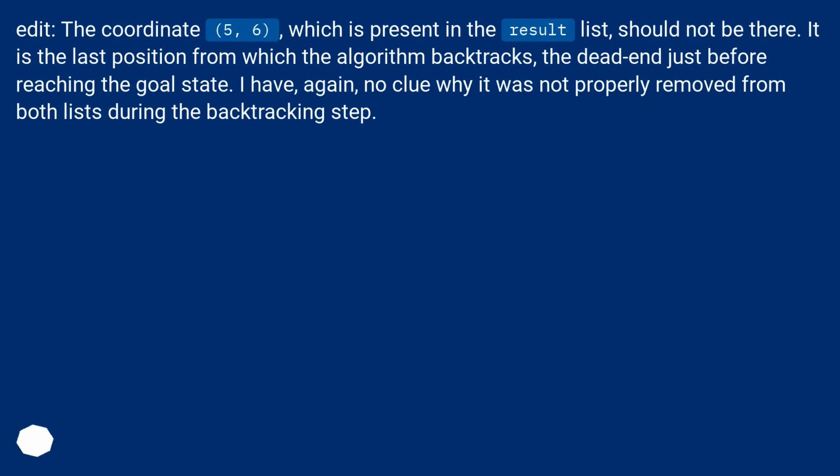Edit. The coordinate (5, 6), which is present in the result list, should not be there. It is the last position from which the algorithm backtracks, the dead end just before reaching the goal state. I have, again, no clue why it was not properly removed from both lists during the backtracking step.